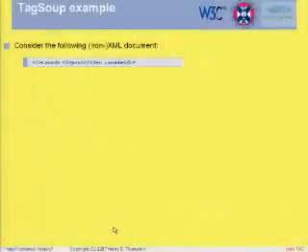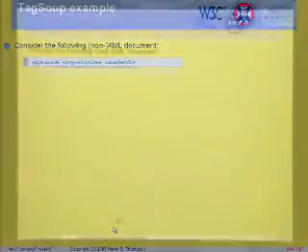But here's an example. The last time I gave this talk was in Canada, so the examples are taken from there. Consider the following broken XML, where we have tags that cross legs. Looks like that.